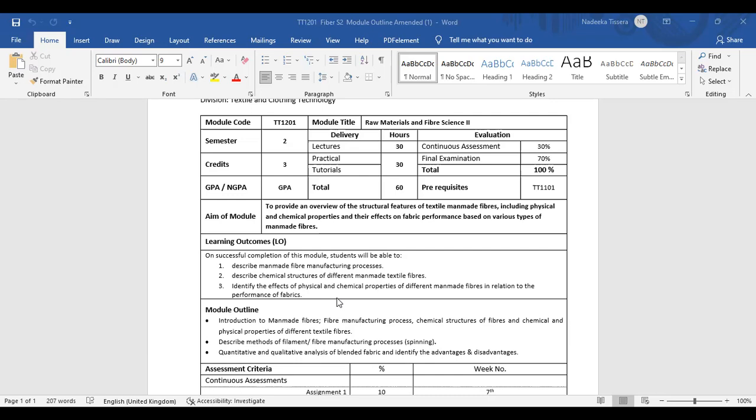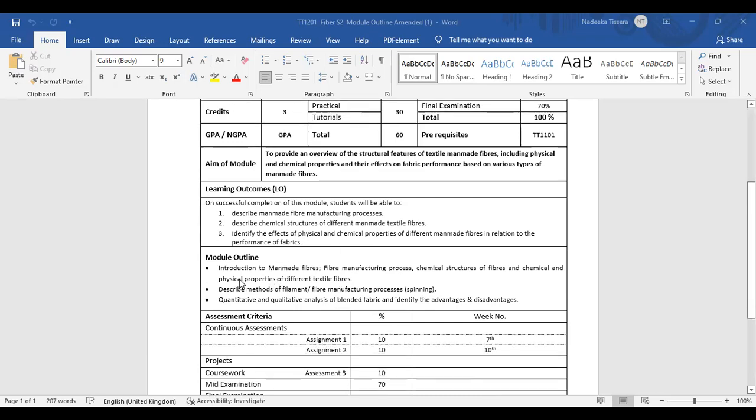If I go to the module outline, during this module I will give an introduction to man-made fibers, the fiber manufacturing process, chemical structures of fibers, and chemical and physical properties of different textile fibers. So we are going to cover man-made fibers, their manufacturing process, their chemical structure, and their chemical and physical properties.